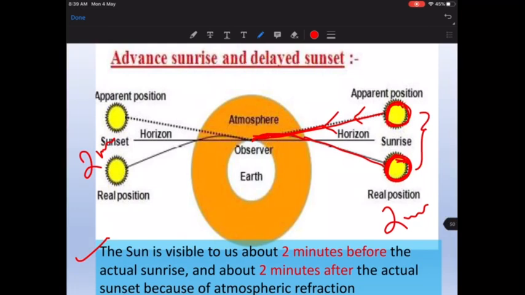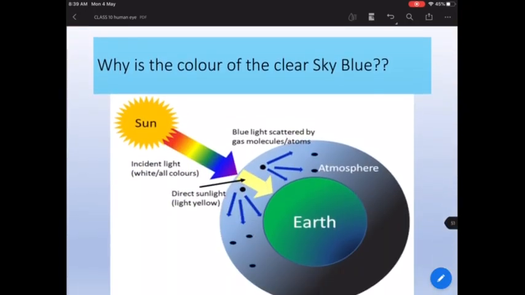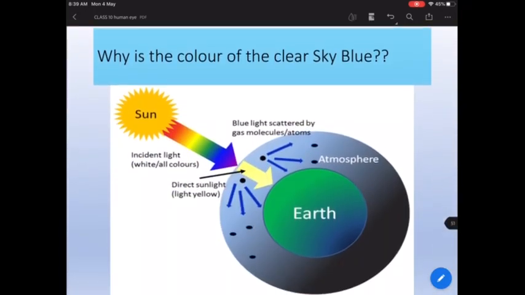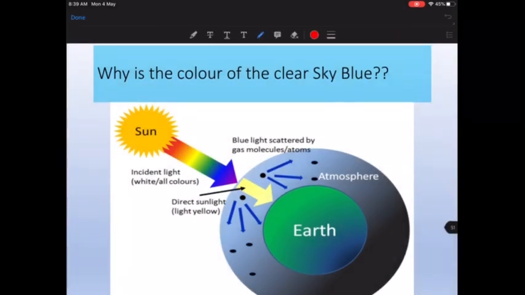You know the reason. And why do we have apparent position and the true position? Why the planets do not twinkle and why the stars twinkle. So in all these questions, you have to have the term atmospheric refraction flashing in positively. Now the next important question is, why is the color of the clear sky blue? Why do we see the sky blue in color?